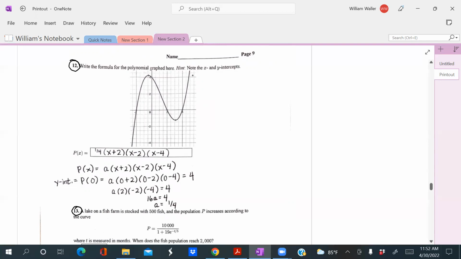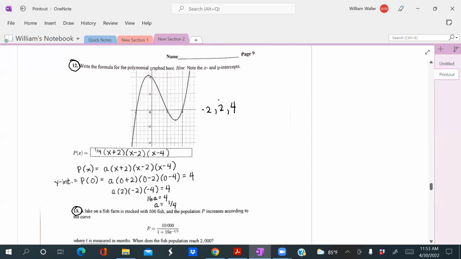This problem 12 is opposite from problems 8 and 9, because here we're given the graph, and we're asked to write down the formula for the polynomial function that's graphed here. So if we look at the graph, we can see easily what the x-intercepts are, right? There's one at -2, and there's another one at 2, and another one at 4.